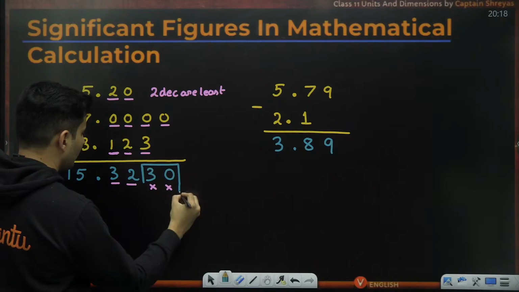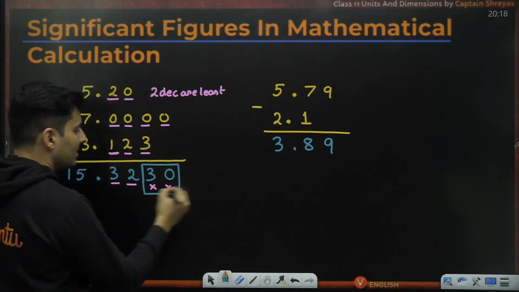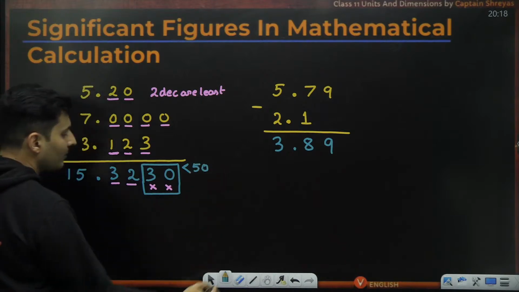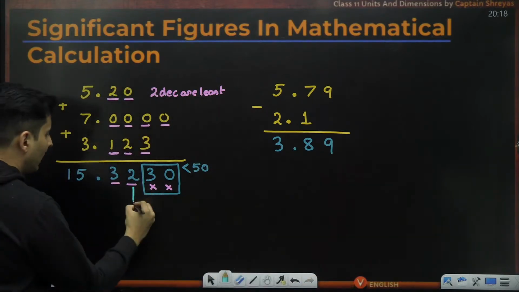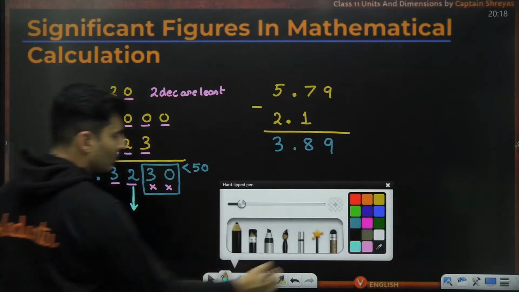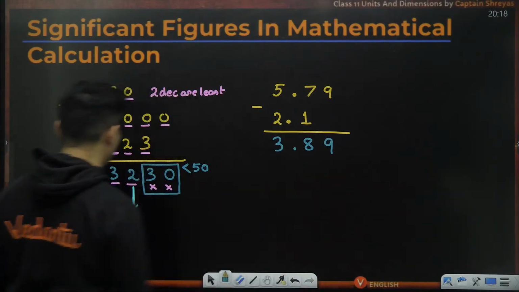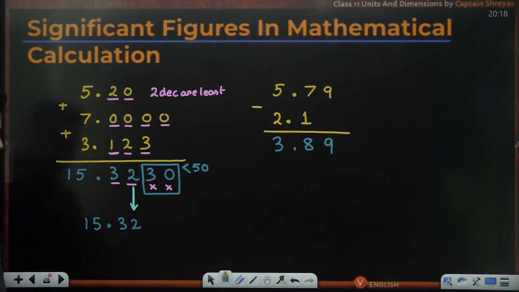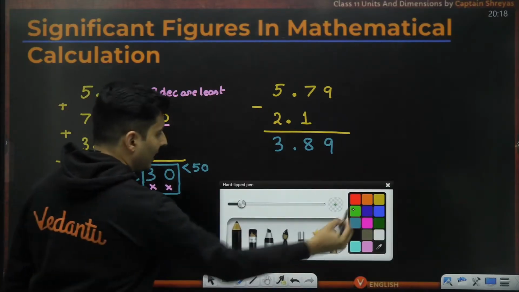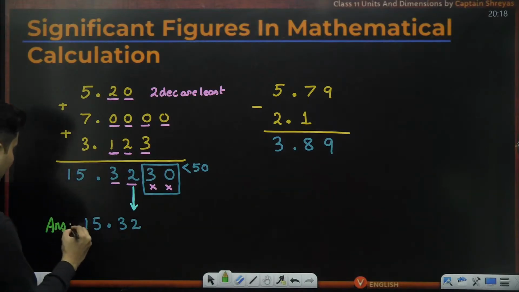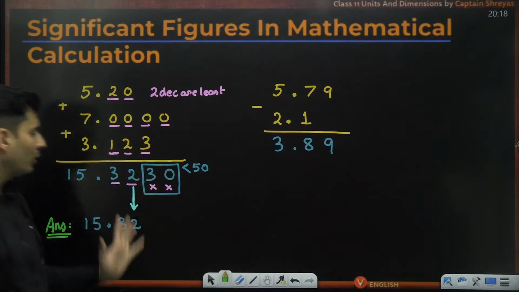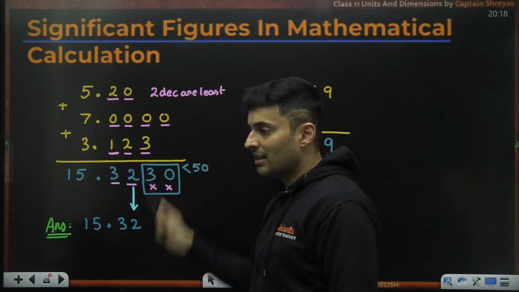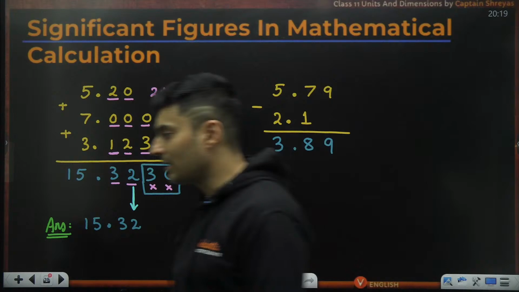Check these 2 digits. This is a 2-digit number, so compare it with 50. It is definitely less than 50. The moment it is less than 50, go back to the previous digit. It goes as it is. Hence, the final answer to this particular question should be 15.32 directly. Understood? So this is our final answer. Is this absolutely clear how we did it? The final answer should have the least decimal places of the numbers being added or subtracted.